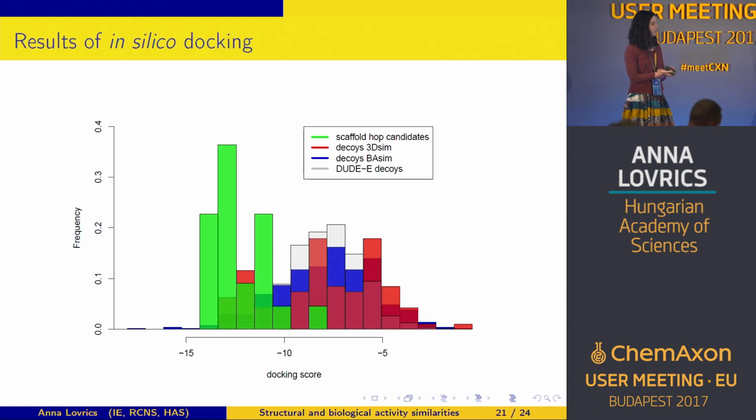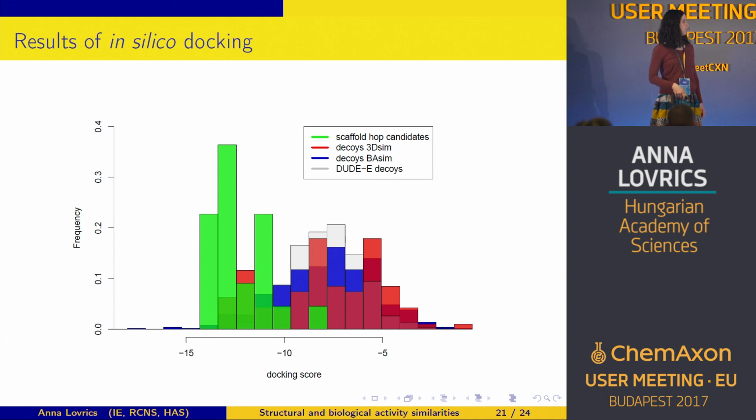And when we look at the docking scores, what you can see here are the docking scores for the putative scaffold hopping molecules. Docking scores can be interpreted when compared to docking scores of other molecules. So the usual strategy is to use decoy molecules which have similar physicochemical properties, and the gray ones here are decoy molecules obtained from the DUD-E database, which was specifically designed to obtain decoy molecules. And then we have created another set of decoys.